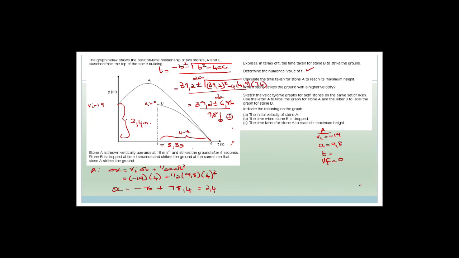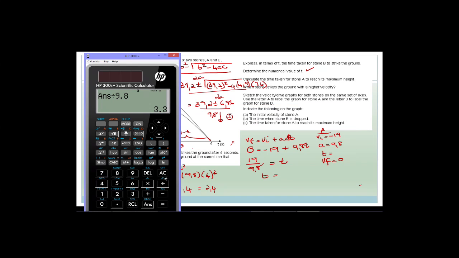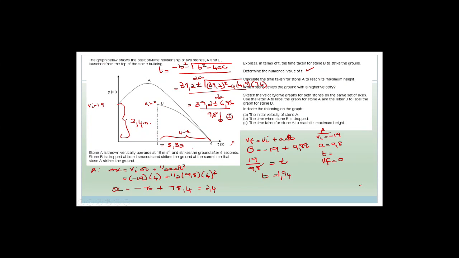So then to work out the time, we just go VF is equal to VI plus A delta T. The final velocity is zero. The initial velocity is negative 19 plus acceleration of 9.8 T. Therefore, 19 divided by 9.8 is equal to T, which is 1.94 seconds. So that there is at 1.94 seconds.